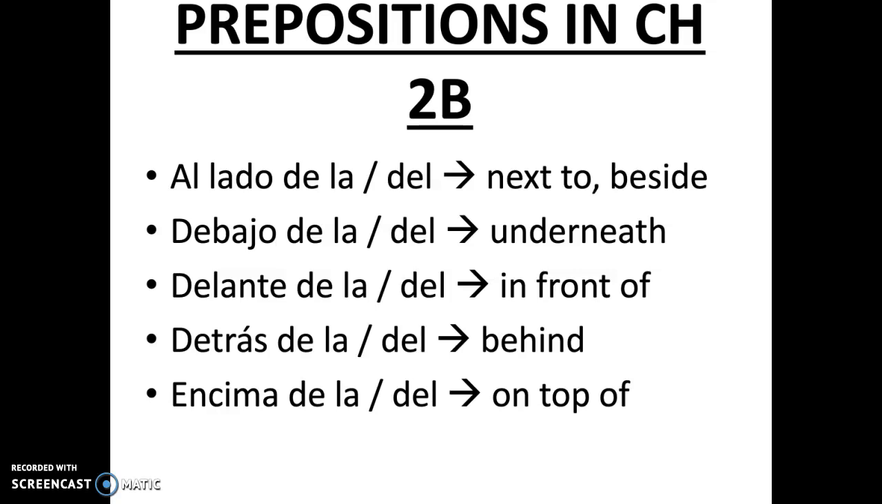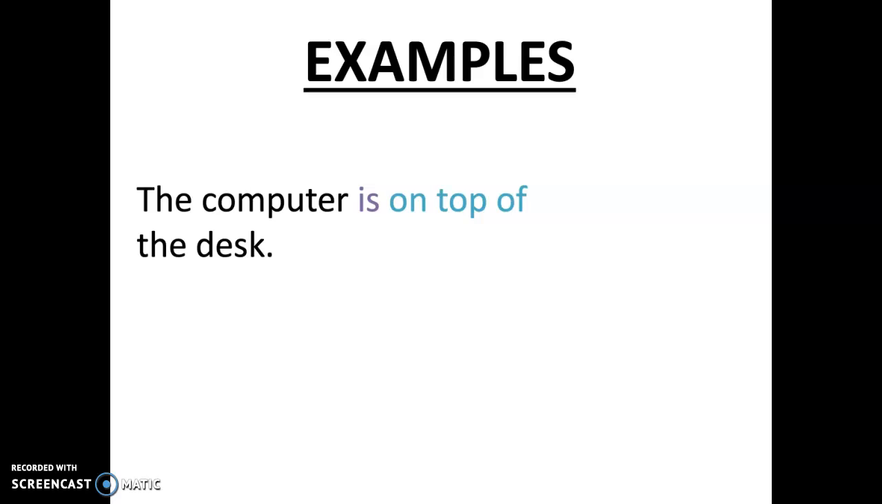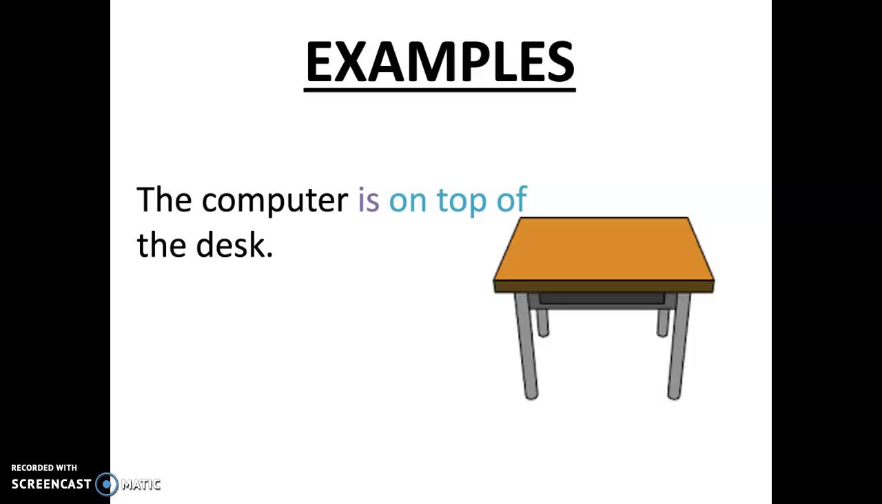Now we're going to look at three examples. The first one: the computer is on top of the desk. In our picture, we can see two different objects and the relation between the computer and the desk. We would say that the computer is on top of it. Notice I have "is" in purple. This is going to be our verb estar. On top of is our preposition.